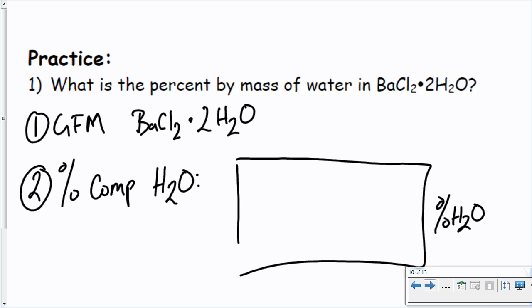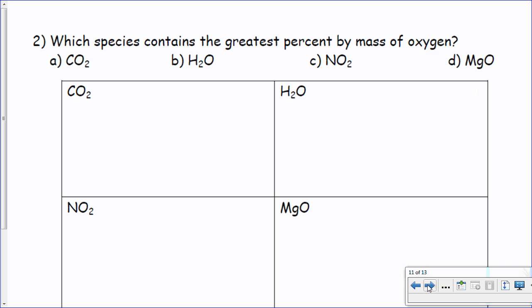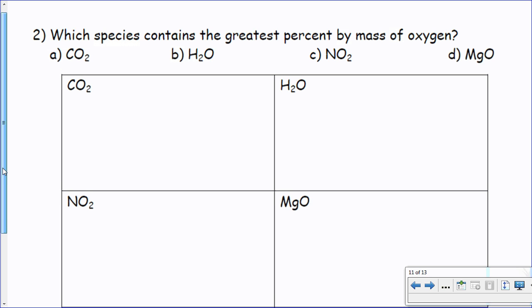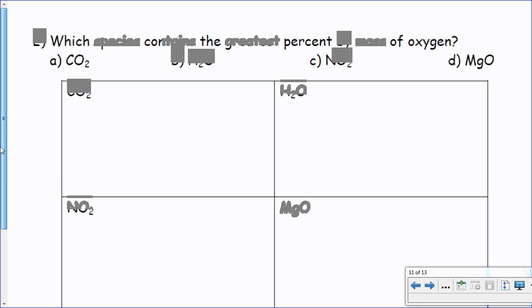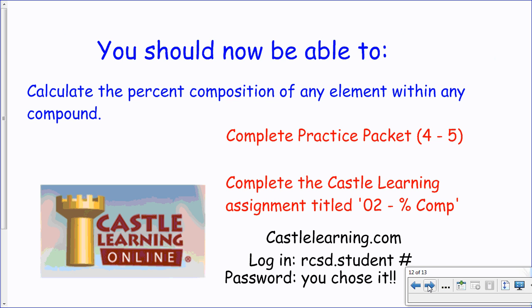Now, I don't expect you necessarily to know how to do everything at this point, but you should have an idea on how to do these problems. First step, gram formula mass. Second step, percent composition. In this particular problem, and it's often asked, what is the compound that has the most percent by mass oxygen? And so you do the calculation steps 4 times, and you see whichever one has the most percent oxygen, and that's your answer, A, B, C, or D. It's the one that has the highest percentage.